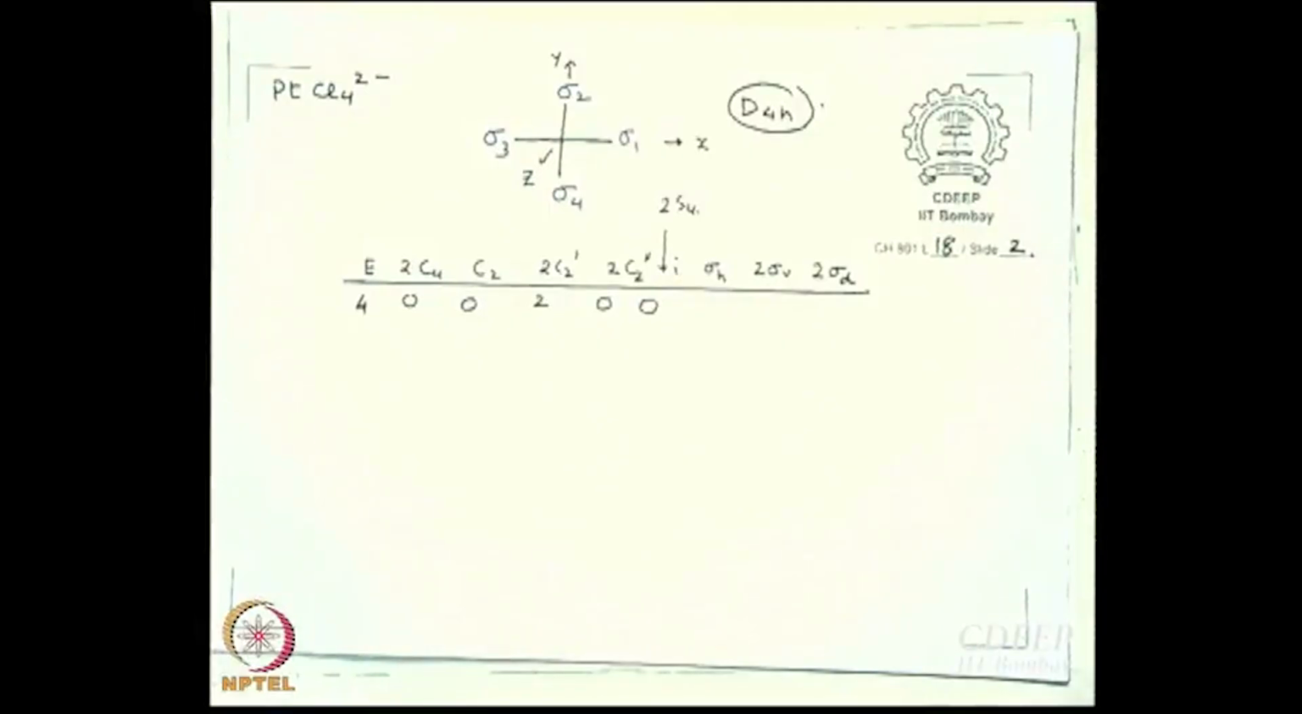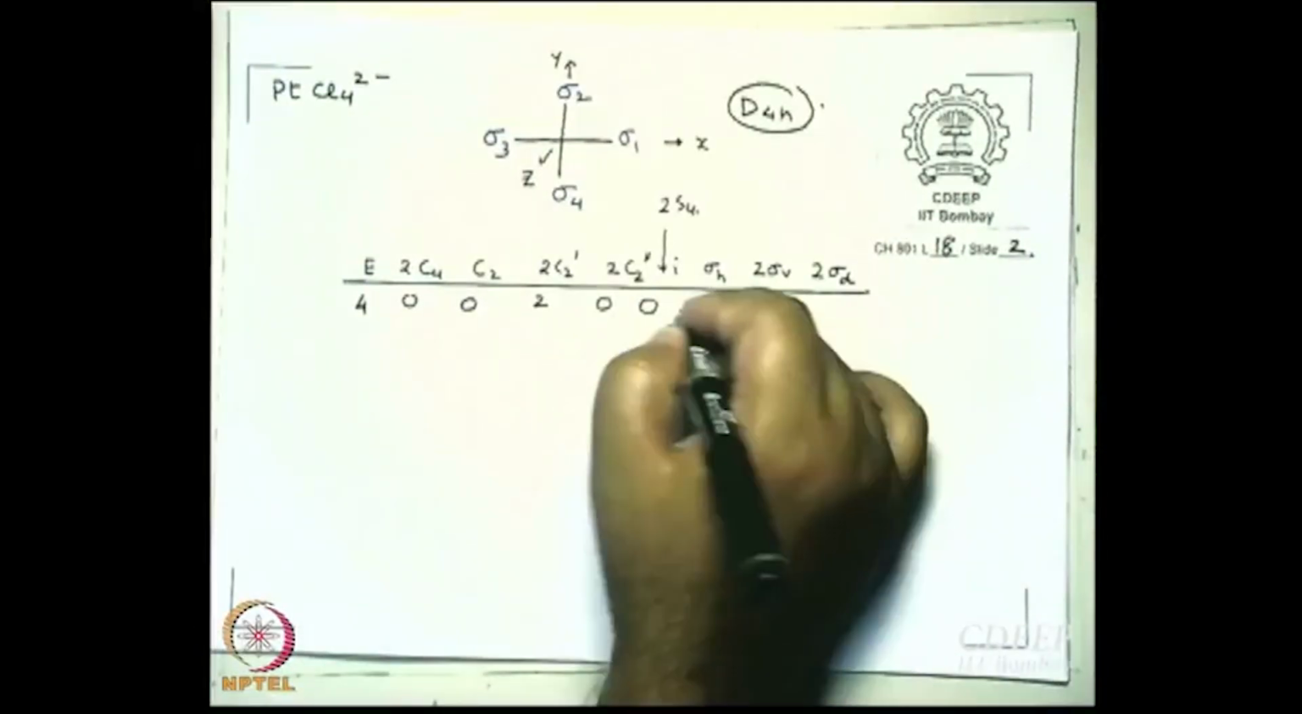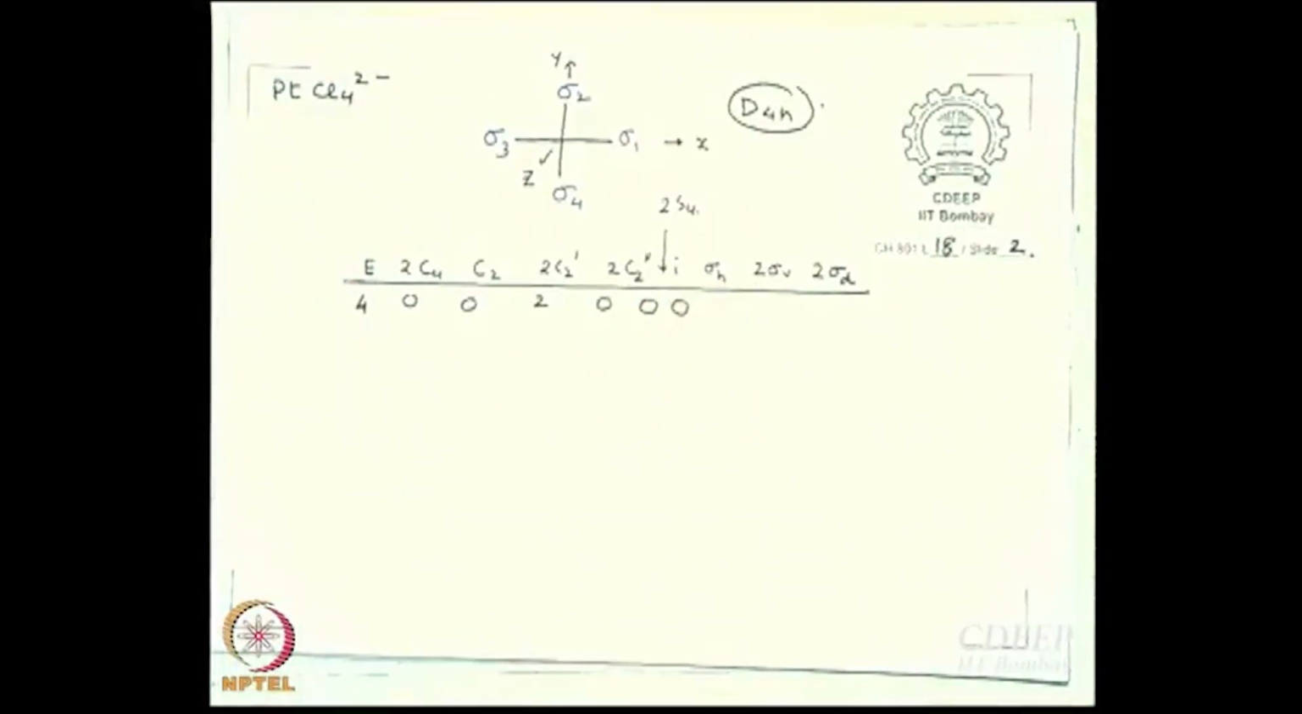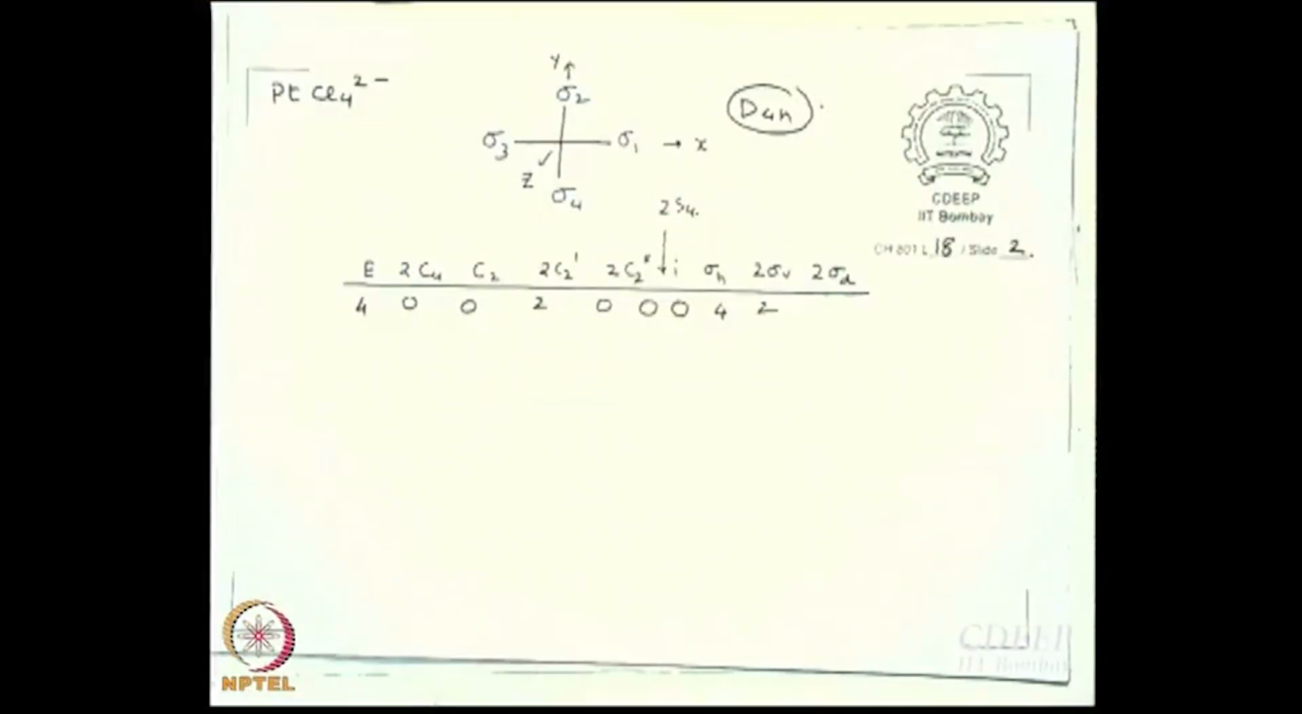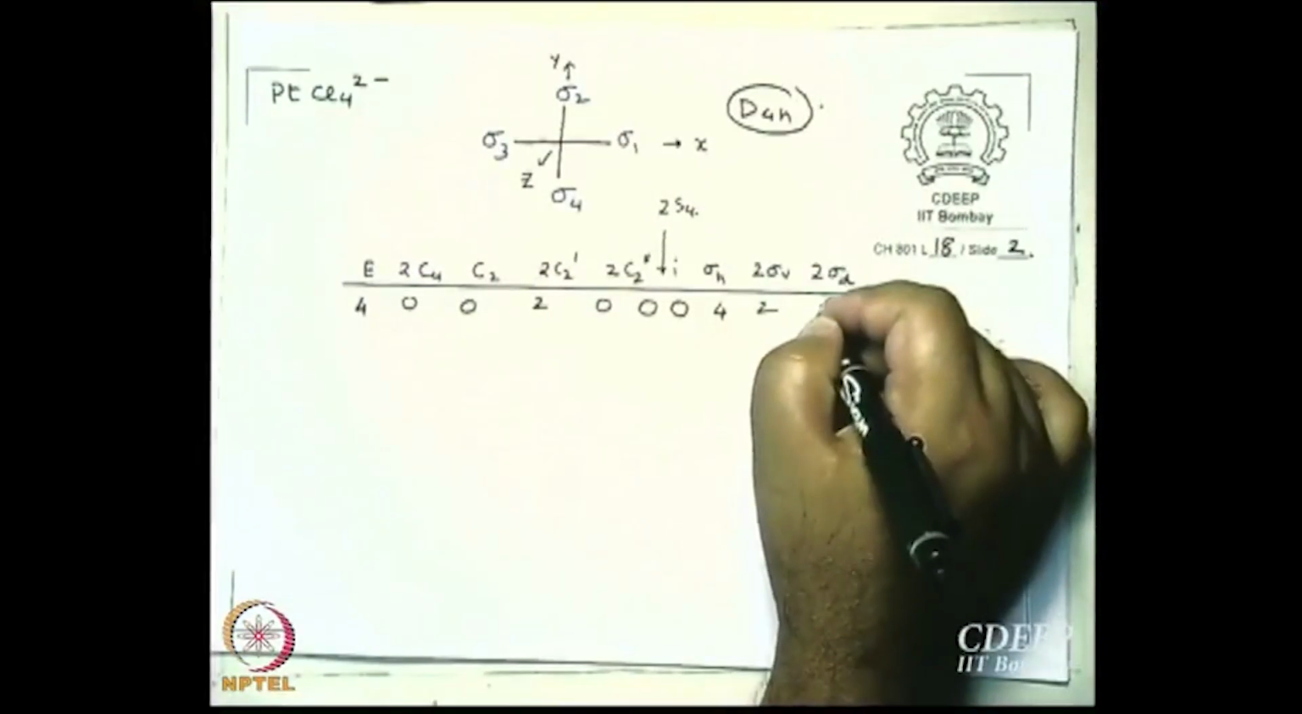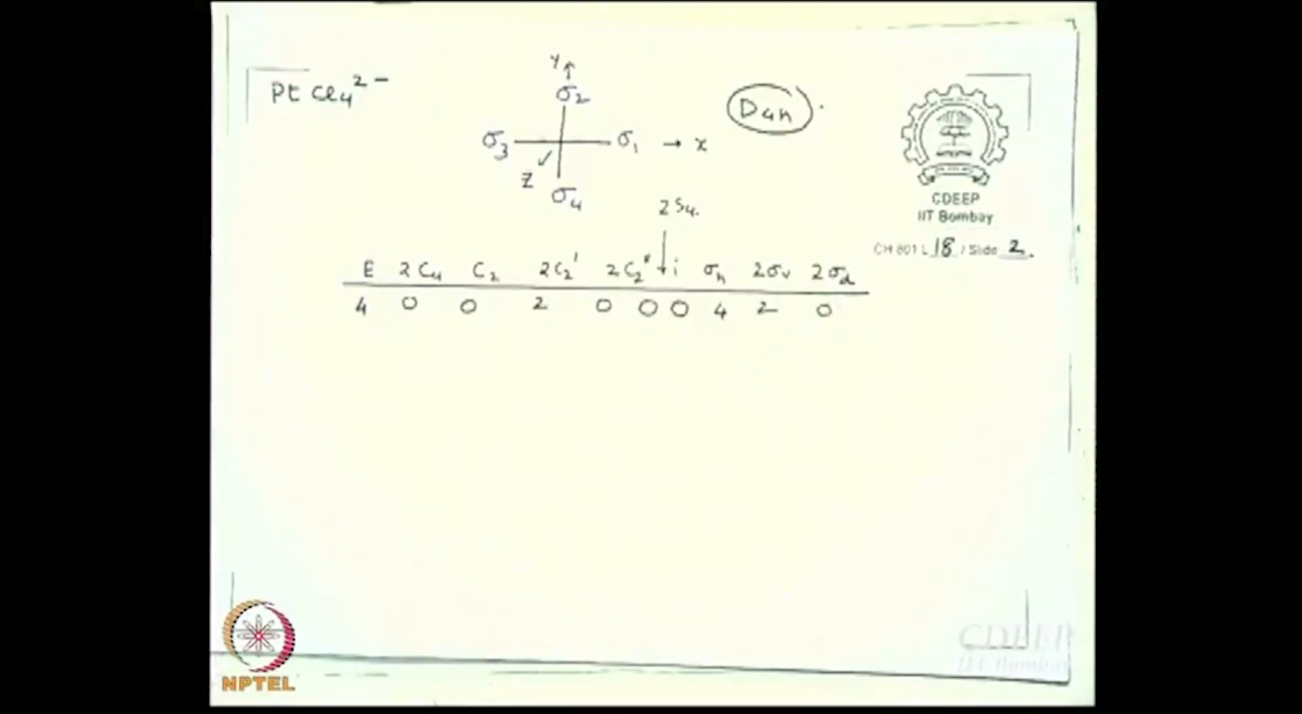I, 0. Sigma H, 4. Sigma V, where is sigma V? Here, right? It's 2. Sigma D, 0. Very good. What is the next step?